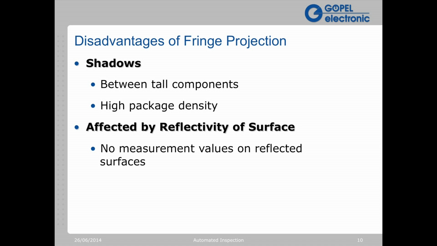Since the pattern is projected from an angle, tall components will produce shadows that can fall across other components and other areas for test on the board. Anywhere a tall component produces a shadow, no measurement is possible because the projected pattern is not present in those shadowed areas. So these shadowed areas represent a direct loss of coverage, and can be quite substantial on some boards.